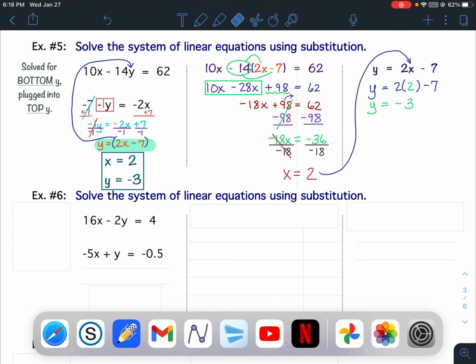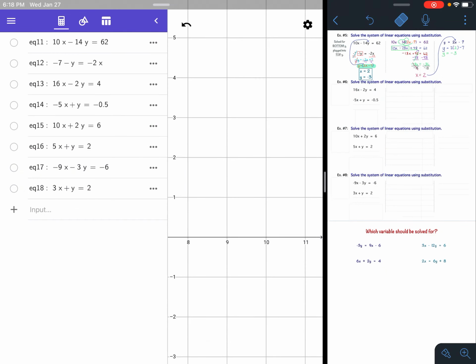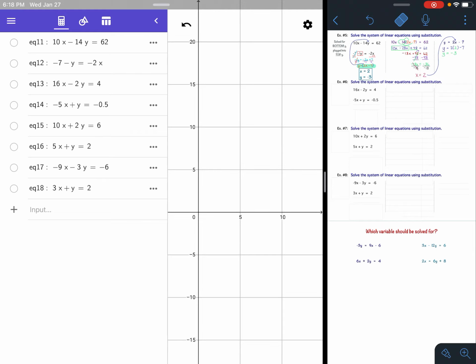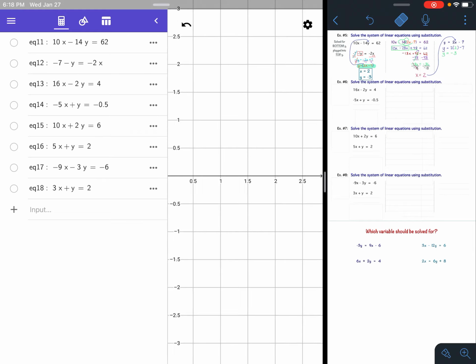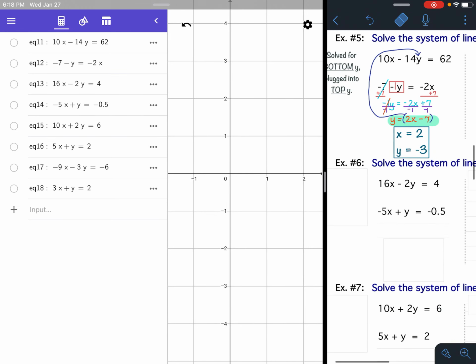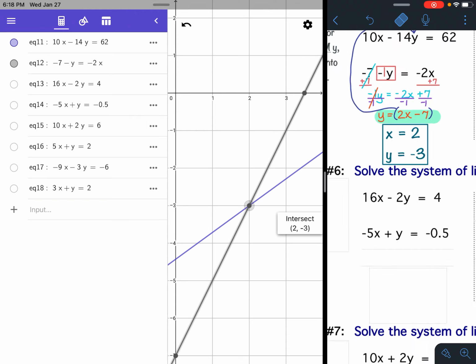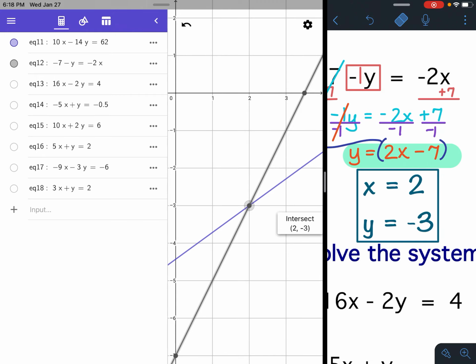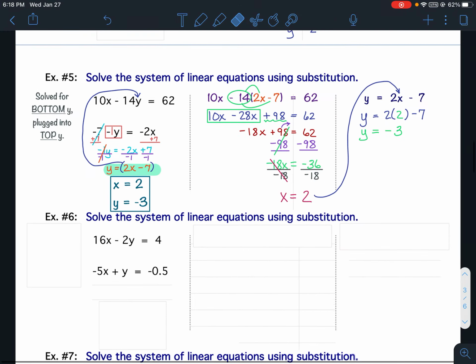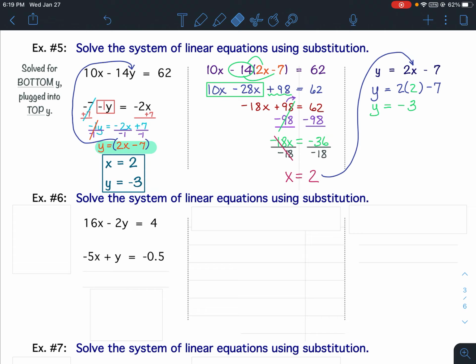Let's use the graphing calculator to check our answer. Here we go. All right, so the equations I'm checking are the 10x minus 14, and look at that. So here's where the two lines intersect. It says 2, negative 3, 2, negative 3. We are correct. All right, take a moment, pause your video, make sure you have absolutely everything written down for example number 5. If you have any questions, please let me know.